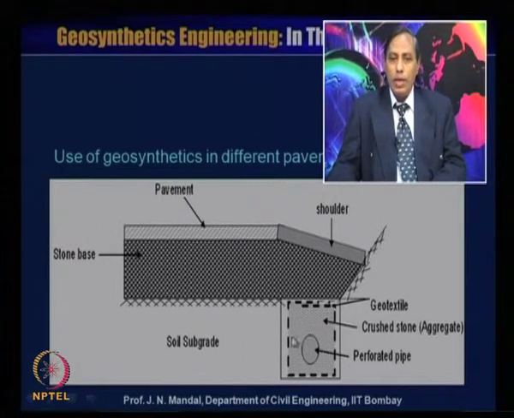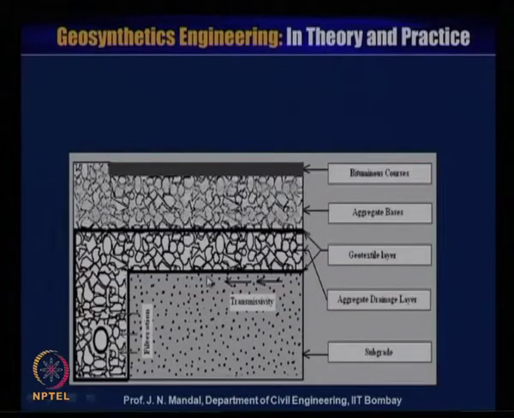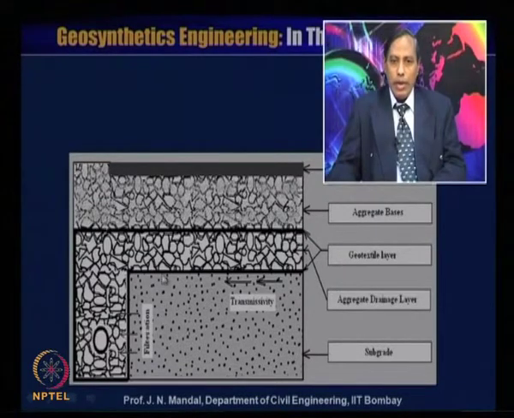So, there should not be any clogging. This is another system you can use for the pavement. This is the bitumen course, this is the aggregate base, and this is the geotextile layer. You can see that the geotextile layer is placed like this, and like this, and the aggregate drainage layer is placed, and here is a pipe, that is optional.